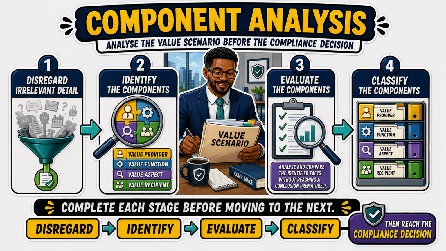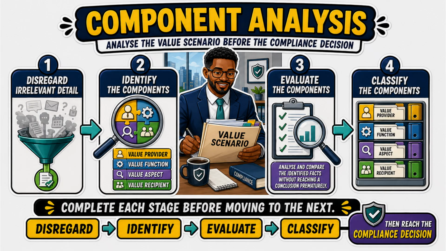Stage 2 is to identify the components. You identify the 4 juristic components present in the value scenario. The value provider is the person providing the value. The value function is the economic function that's being performed, the action. The value aspect is the relevant value, the product or service. The value recipient is the person for whom the action is performed. At this stage, you are only identifying the components. You are not yet deciding how they must be legally classified.